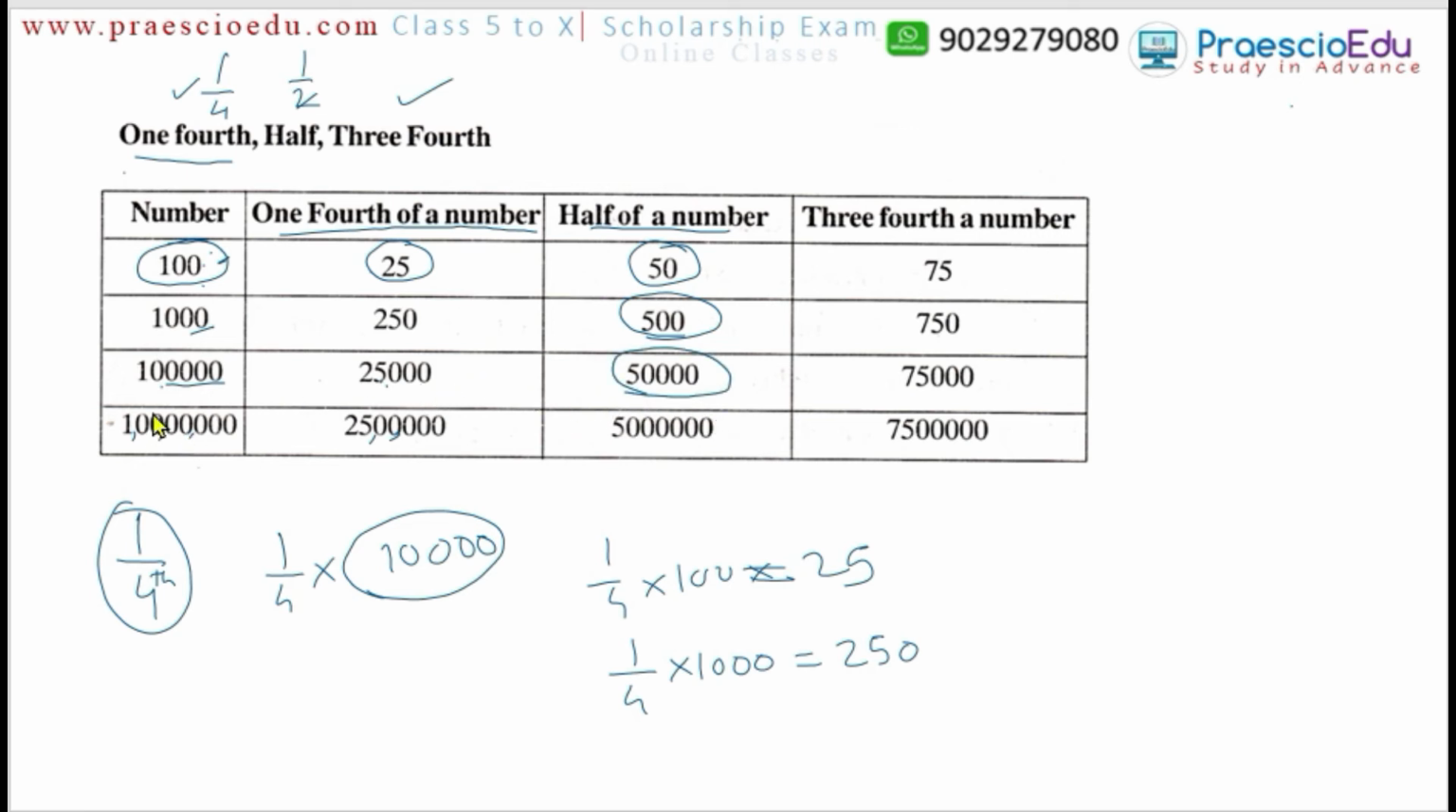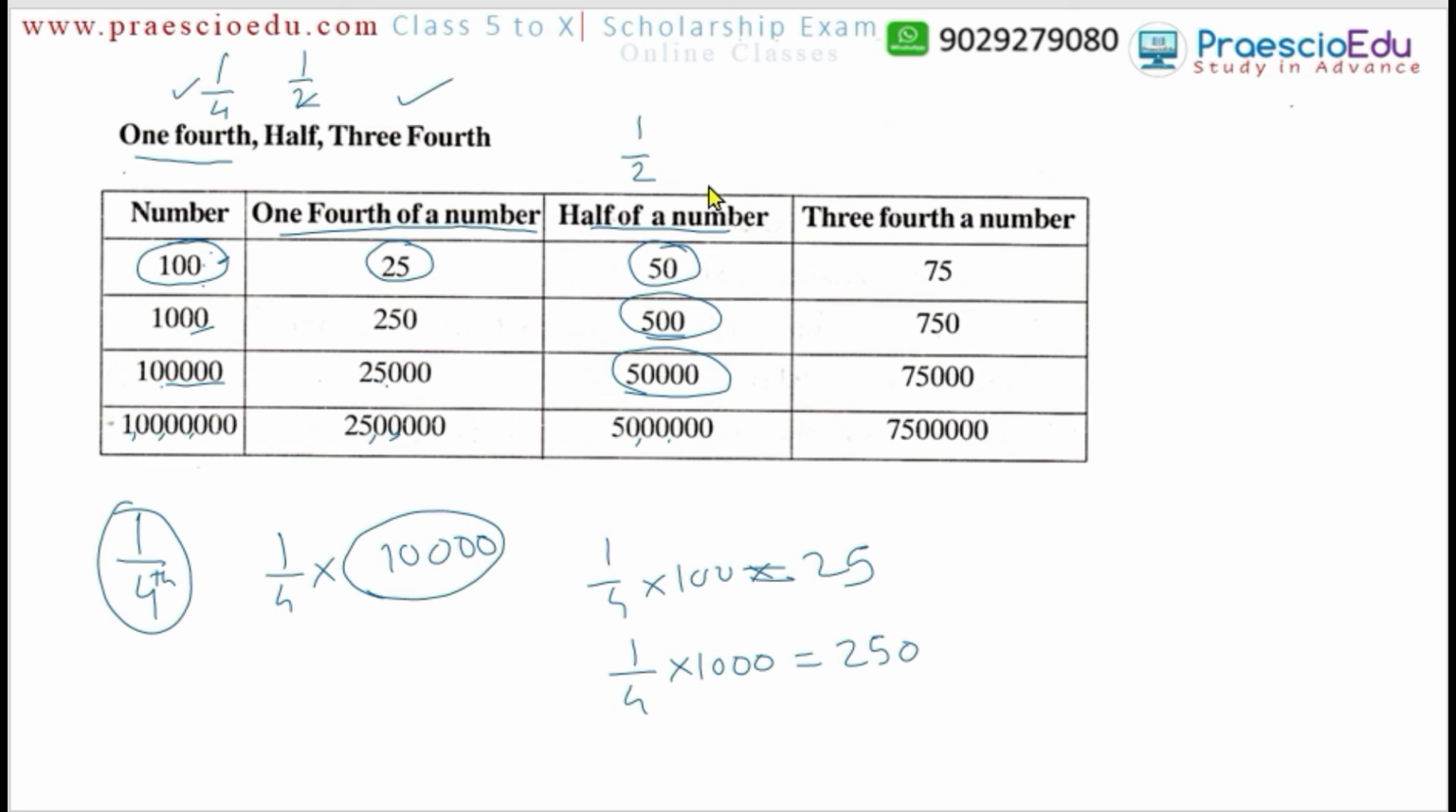Okay, we call this halving, like this halving. Okay, so this is the 1 crore. So here 50 lakh, like this one. So half of a number means multiply by 1 by 2, or we can say divide by 2 in the same way.